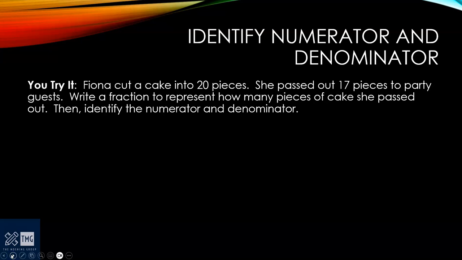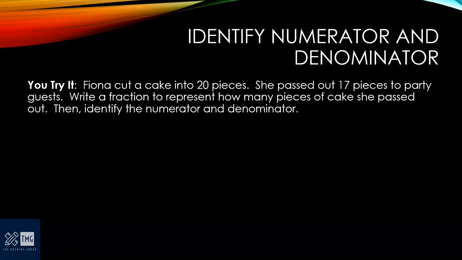One more. You try this one, then come back and check it out. Fiona cut a cake into 20 pieces. She passed out 17 pieces to party guests. Write a fraction to represent how many pieces of cake she passed out. Then identify the numerator and denominator.